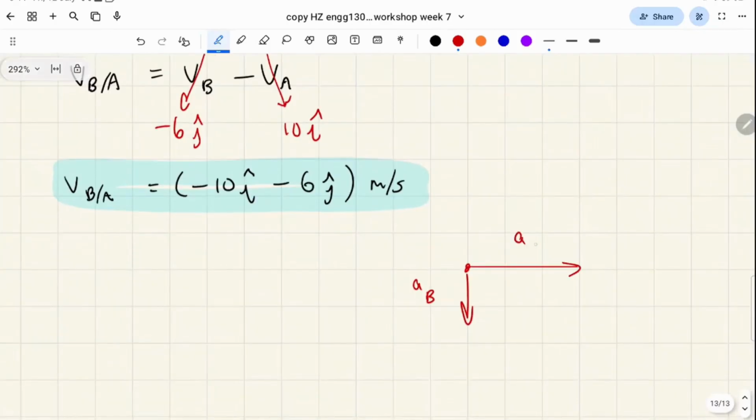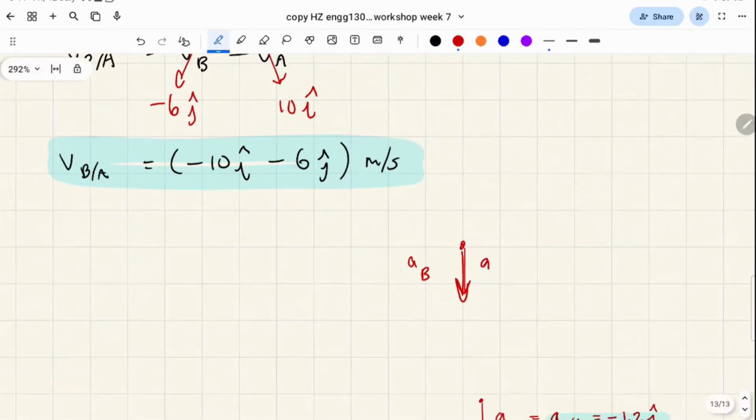Okay, these arrows are inaccurate, right? But what I'm trying to tell you is, because this is 0, it's not accelerating. Then the tip to tail is like that, right? So these are equal, right?